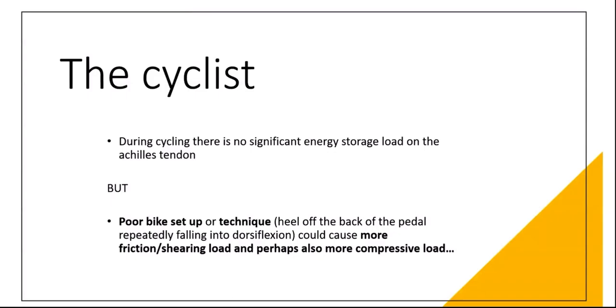For instance, the cyclist. During cycling, there is no significant energy storage load on the Achilles tendon. But let's imagine there is a poor bike setup. So the bike is not adapted, or the position is not adapted for this particular person. Or there is an unadapted cycling technique. For instance, heel off the back of the pedal, repeatedly falling into dorsiflexion. Well, that could cause more friction, shearing load, and perhaps also more compressive load. So keep that in mind.